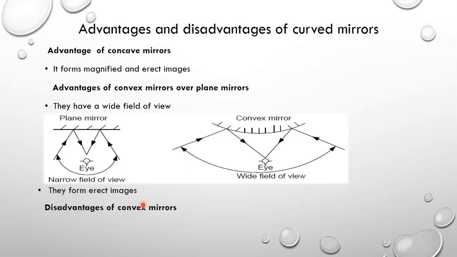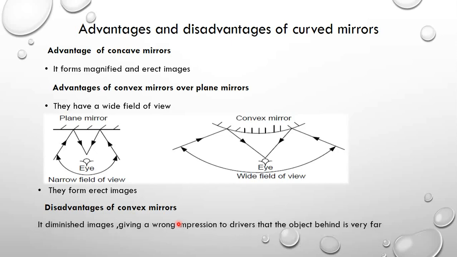Let's also look at the disadvantage of the convex mirror. The major disadvantage is that the image formed is always diminished, and because it is diminished, it gives a wrong impression of the object behind. It may give a wrong impression of the distance of that object. You may think it is at a short distance when it is at a long distance, or you may think it is at a long distance when it is at a short distance, so it gives that wrong impression.